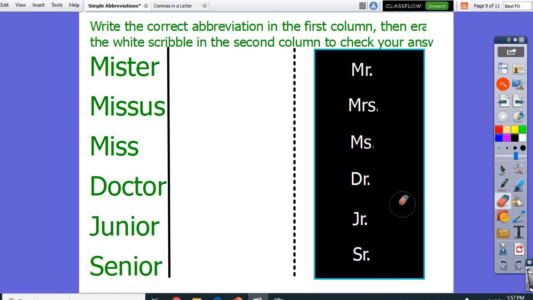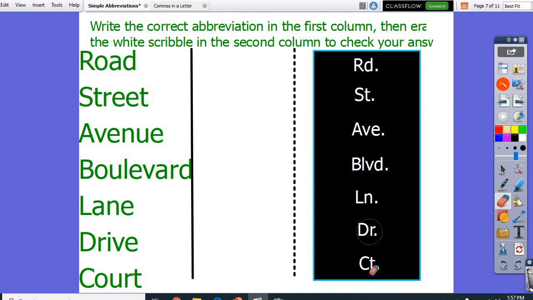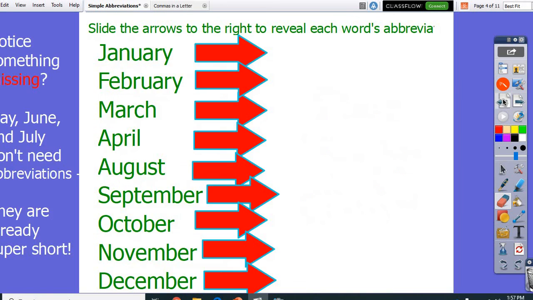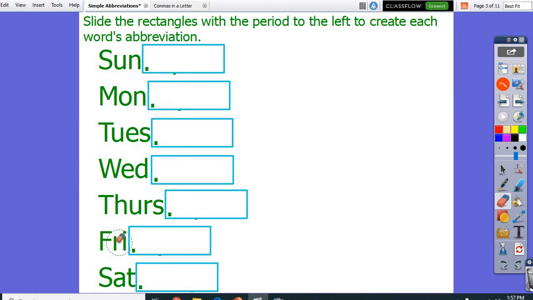Alright, so that is all the abbreviations that we have learned. Remember, the abbreviations for people, that's what they turn into. The abbreviations for roads or streets, that's what they all turn into. The abbreviations for the months, that's what they turn into. And the abbreviation for days. Alright, so hopefully you remember all these abbreviations and you've learned them, and you're going to go practice on your boom cards to show me what you know, okay?